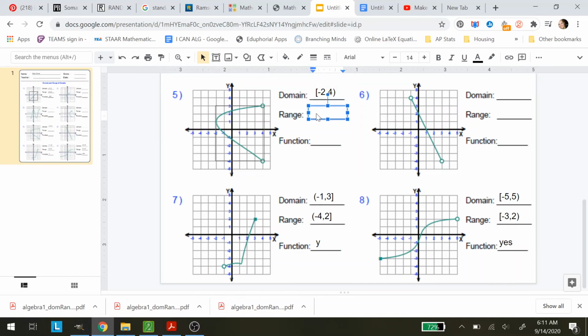Range. From the bottom, we're at -4, and it's open. Again, the negative is by the 0. At the top, we're at +3, and it's open. And this one is not a function. Notice how if I were to draw a line, I would hit 1, 2. Anywhere on here, it only has to happen one time for it to fail the vertical line test. So this fails a vertical line test basically everywhere.